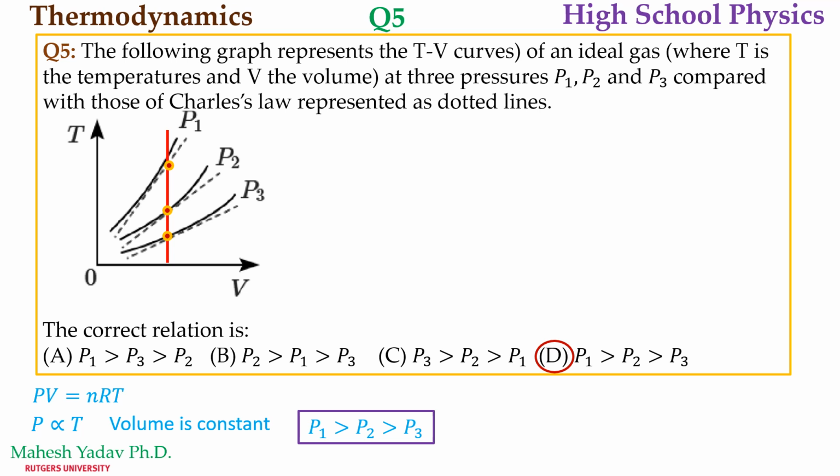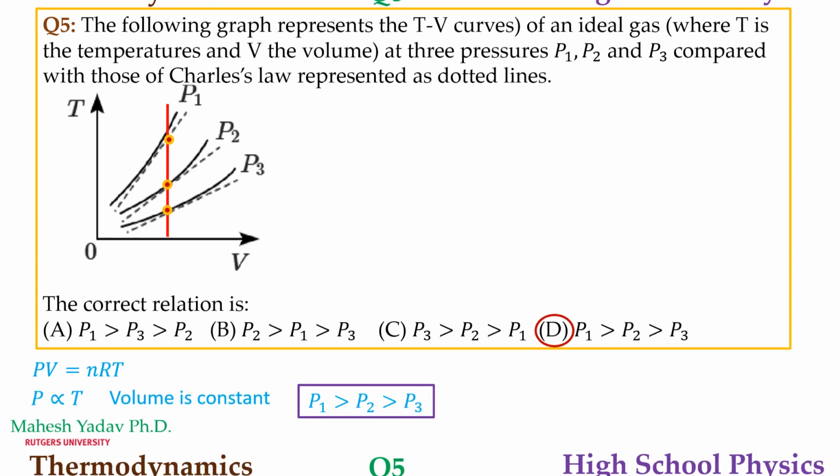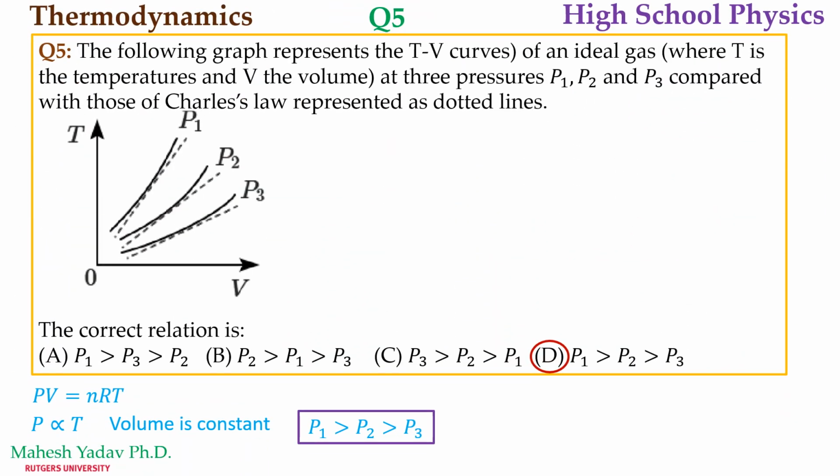One can also do it another way, by drawing horizontal line. Let us do that in next page. If we draw the horizontal line, the temperature is constant for the line. Now again, the ideal gas equation is valid. Under constant temperature, P is inversely proportional to volume. If you remember, that is Boyle's law.